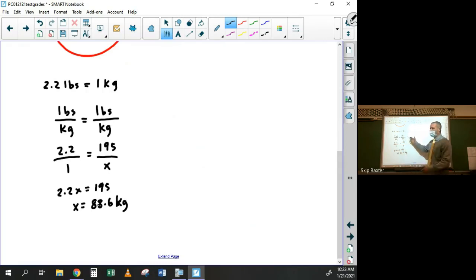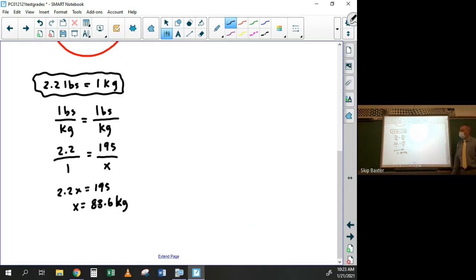The key was knowing this little conversion right here. If I know that 1 inch is 2.54 centimeters, I can do the same thing to figure out how many inches are in so many centimeters, or how many centimeters are in so many inches. I could have done the same thing here to convert from kilograms to pounds. Here I converted from pounds to kilograms.